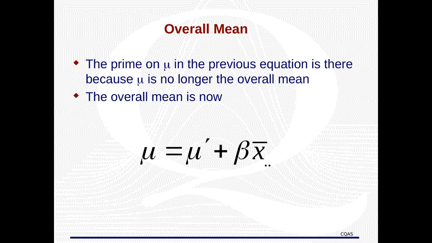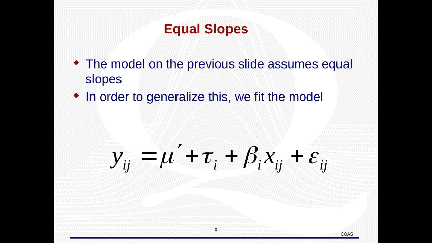This foundation is essential as we move toward considering whether the relationship between our covariate and response truly remains constant across all groups, which brings us to the question of equal slopes. We now turn our attention to a more flexible formulation of our regression model. The previous specification assumed that the relationship between our predictor and response variables remained constant across all groups. That is, the slopes were identical. However, this assumption may be overly restrictive in many practical applications.